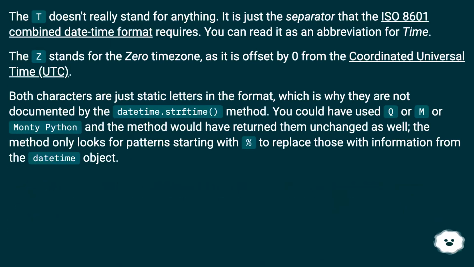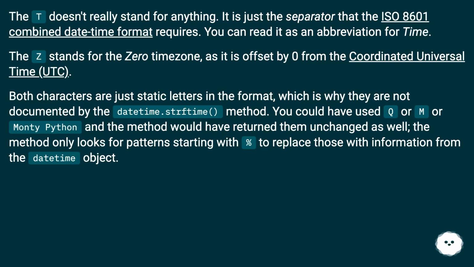The T doesn't really stand for anything. It is just the separator that the ISO 8601 combined datetime format requires. You can read it as an abbreviation for time. The Z stands for the zero time zone, as it is offset by 0 from Coordinated Universal Time, UTC.